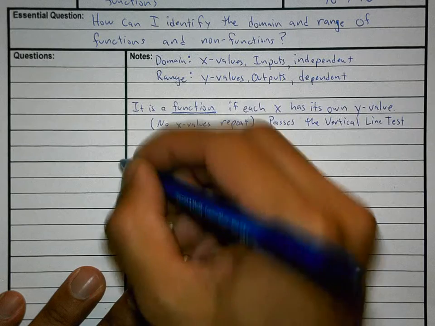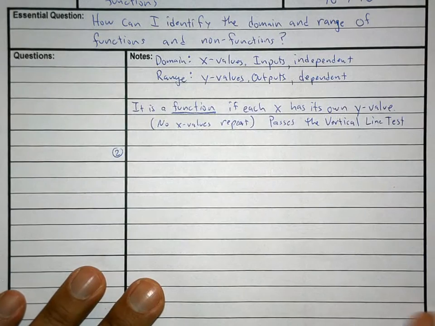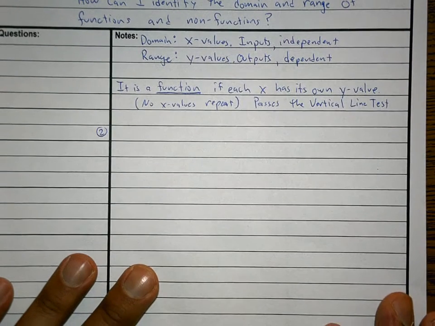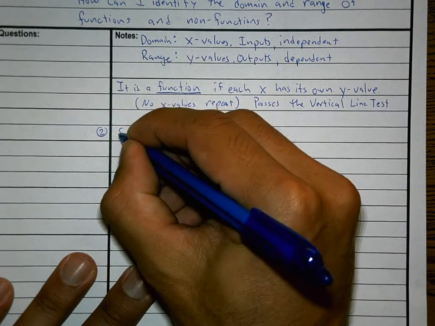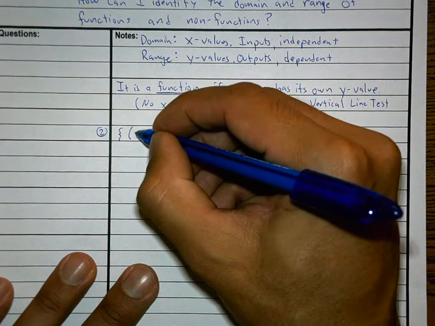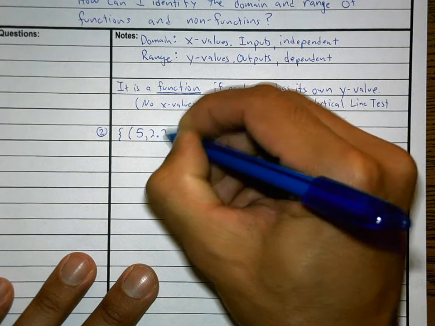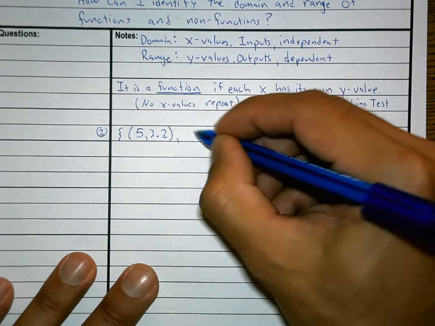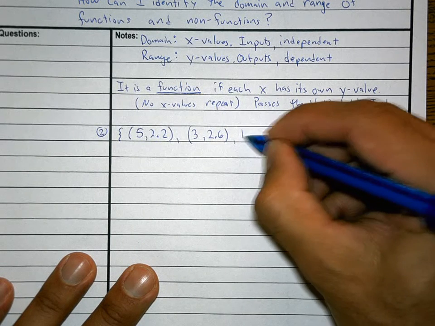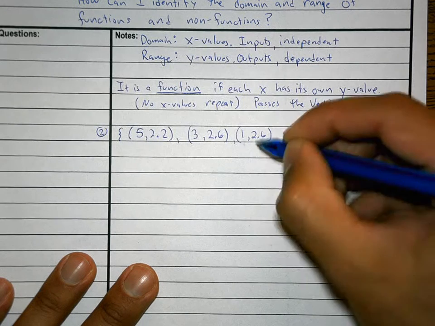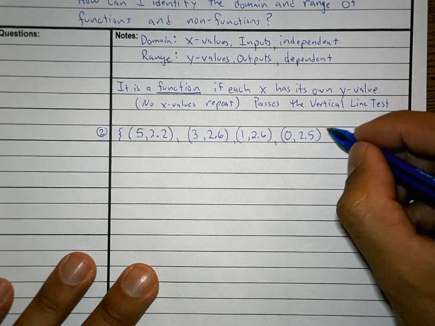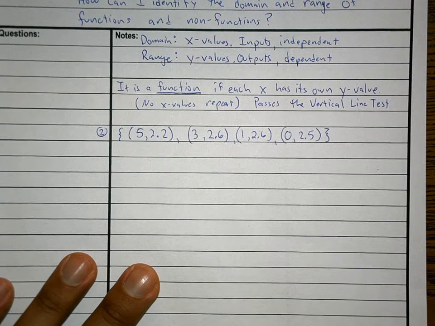So let me give you an example that looks like number 2 on the next worksheet I'm going to give you. Number 2 has a bunch of ordered pairs. The first thing is it's a squiggly. That's a solution set bracket. It's a set of numbers: (5, 2.2), (3, 2.6), (1, 2.6), and (0, 2.5). There are 4 ordered pairs inside this set of numbers.